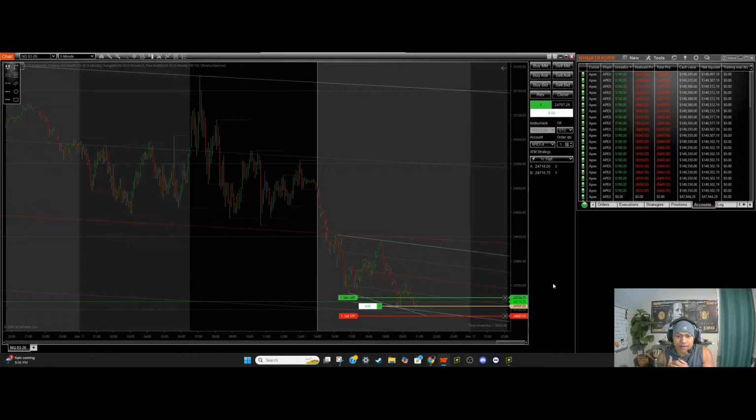Give us 25. Come on. You can do it. You can do it. One more pump. One more pump. We're going to scalp our way back to green. Okay? We're going to scalp our way back to green.